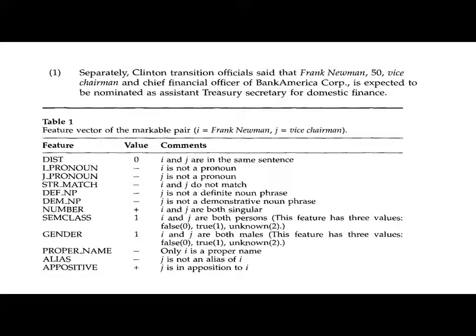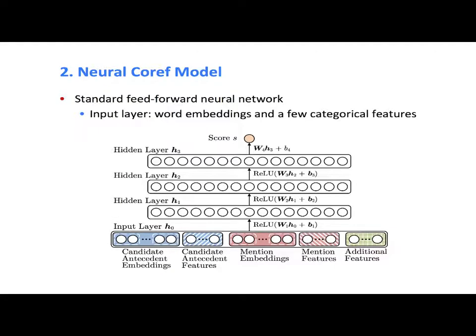In this case, Clinton officials say that Bank Human Equity is the chairman and chief financial officer of Bank America Corp. They list some of the key features like the distance, the I pronoun, the first J pronoun, and so on and so forth. Next will be the neural approach to coreference resolution. This is the diagram which illustrates the mention pair encoding. In this case, it's a simple feedforward neural network.